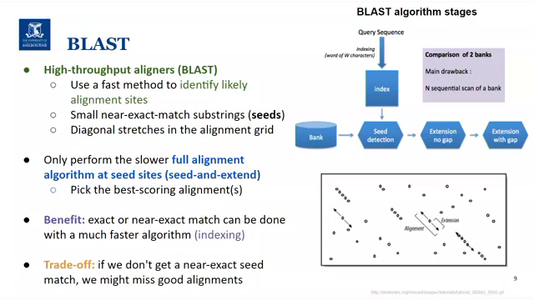However, the trade-off, of course, since this is heuristics, is that if we don't get a near exact seed match, we might miss good alignments. But then we'll speed up the process, okay? So we can't guarantee the optimal solution, but we'll have a trade-off in terms of running time, which will be reduced dramatically.